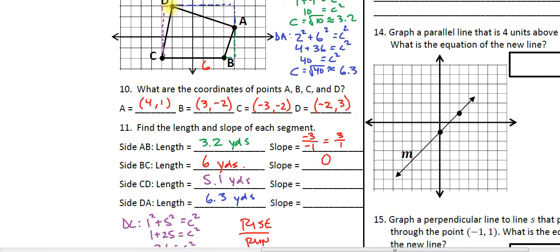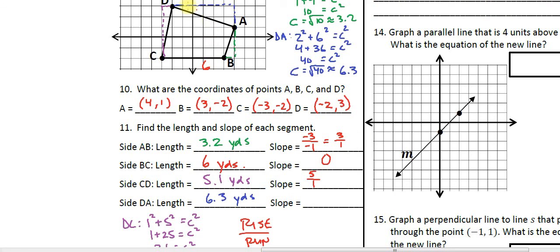How about the slope of CD? Let's use the same markings we used for Pythagorean Theorem. From C to D, I'm going to go up 1, 2, 3, 4, 5. So our rise is positive 5, and our run is 1. So our slope of CD is 5 over 1. Can't simplify that, so we're done.